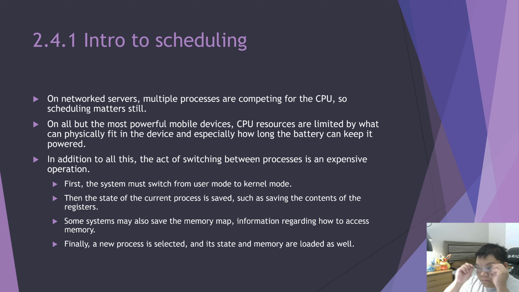There's several steps. The system must switch from user mode to kernel mode. The state of the current process is saved. Whatever is written in all of the registers on the CPU, we must save all of that. There might also be information regarding the memory for that process as well. You gotta save all that too. And once we have that saved, we load another process by loading its saved state information back into the registers, back into memory, and then we run the process again. And once that time is up for that process, we repeat these steps for another process.